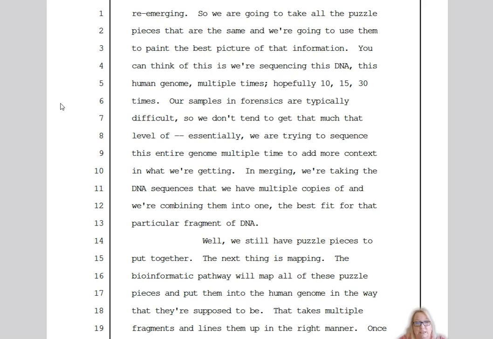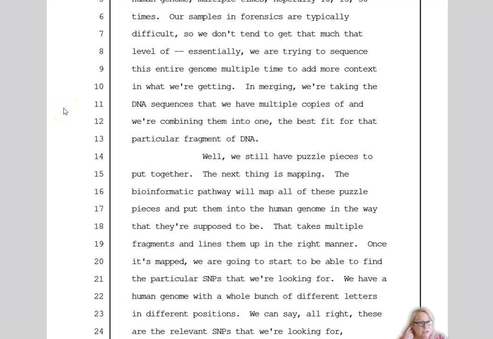You can think of this as we're sequencing this DNA, the human genome, multiple times, hopefully 10, 15, 30 times. Our samples in forensics are typically difficult, so we don't tend to get that level of coverage. Essentially, we're trying to sequence this entire genome multiple times to add more context to what we're getting. Okay? In merging, we're taking the DNA sequences that we have multiple copies of, and we're combining them into one, the best fit for that particular fragment of DNA.